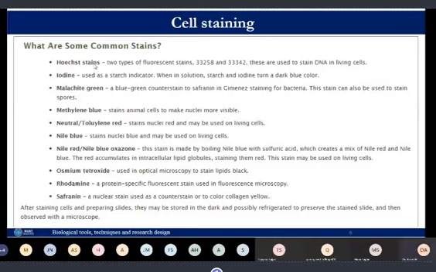Iodine stain is used as a starch indicator. When in solution, starch and iodine turn a dark blue color. The third one in this slide is malachite green stain. This is a blue-green counterstain, and it can be used to stain bacteria or spores. Methylene blue stains animal cells to make the nuclei more visible.